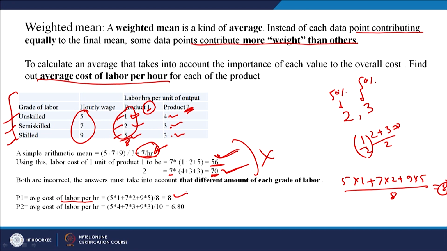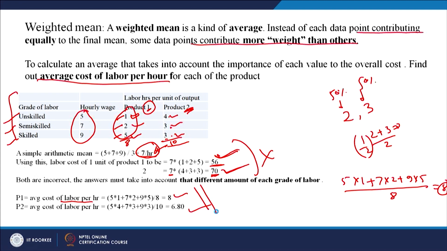Similarly, for product 2, how would you calculate? The total hours required for product 2 is what? 10, right. So, 5 into 4 plus 7 into 3 plus 9 into 3 divided by 10. So, this is 6.8. So, this is the correct answer, right. This is known as the weighted mean.